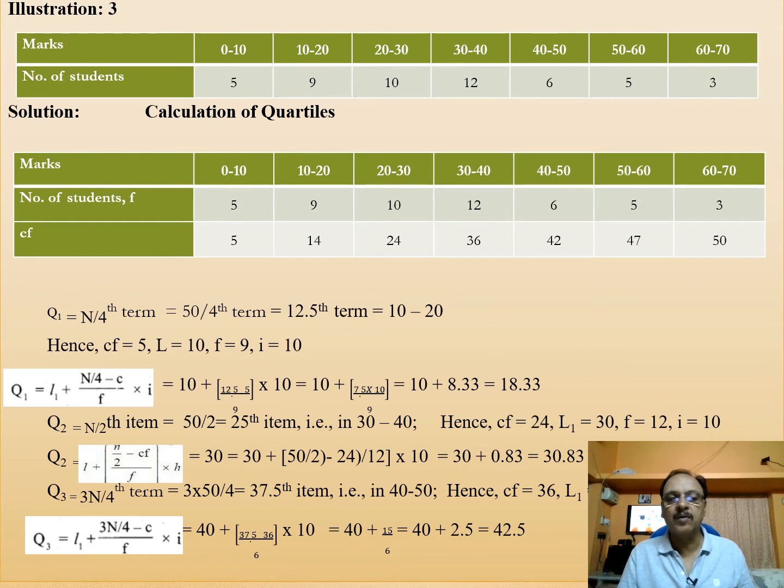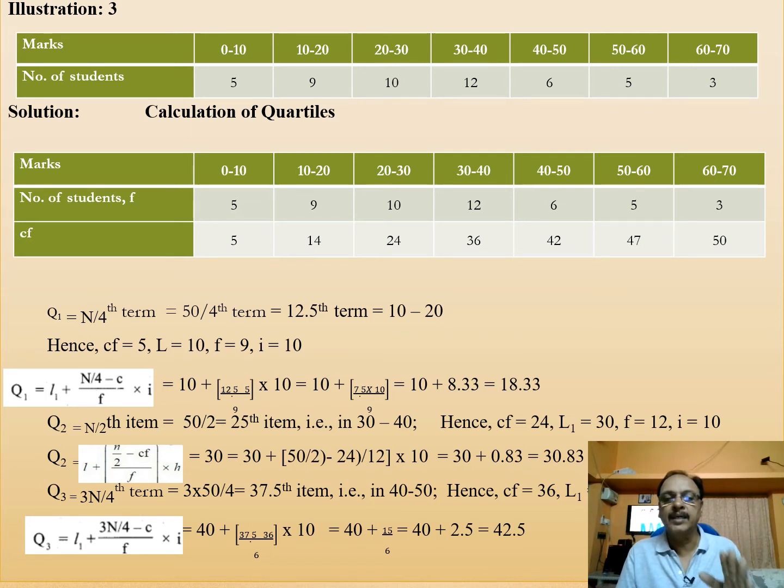Now we have to calculate quartiles for the continuous series. Here the continuous series in ascending order is given, marks and number of students. You have to make 3 rows for the solution. Then in the third one, the cumulative frequency: marks first one 5, and 5 plus 9 is 14, 14 plus 10 is 24, 24 plus 12 is 36, 36 plus 6 is 42, 42 plus 5 is 47, 47 plus 3 is 50.